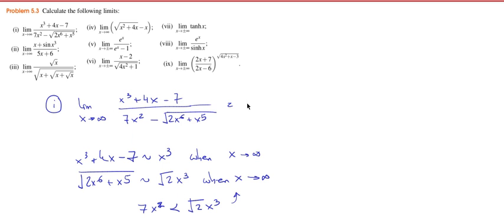So we can substitute the numerator with x cubed and the denominator with the greatest degree term, and there's a minus here, so minus the square root of 2x cubed. X cubed and x cubed cancel out, and then you have minus 1 over the square root of 2, or if you want, minus the square root of 2 over 2. Okay?